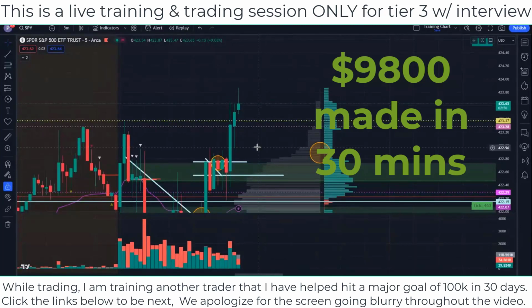But the intention is to get everybody, and everyone moves at a different pace, to a level where you can trade accurately. Now, how do you do it?